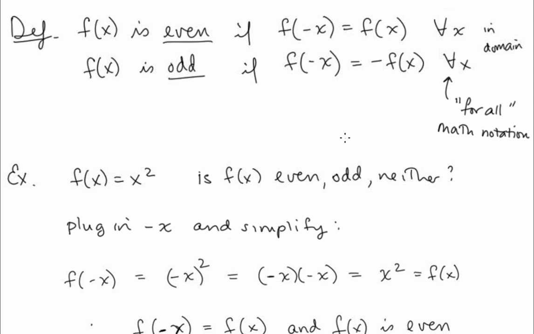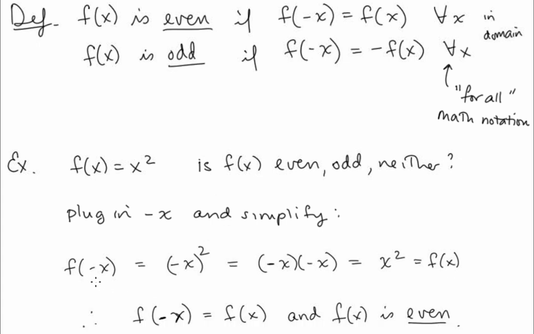Well, notice that in the definitions of even and odd functions, we're starting with f of negative x. So let's plug negative x into this function and simplify. F of negative x is a negative x quantity squared, which is negative x times negative x. The negatives will cancel, and this is equal to x squared, which is our original function f of x. So we've just shown that f of negative x is equal to f of x, and that's the definition of an even function. So this function is even.